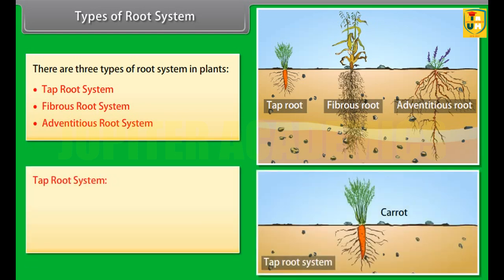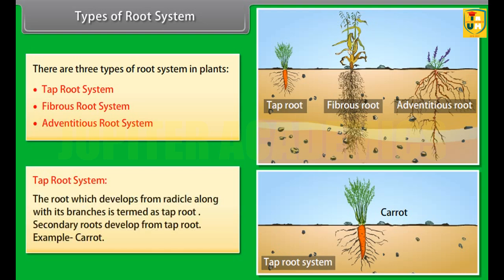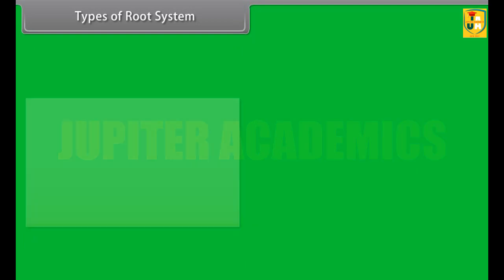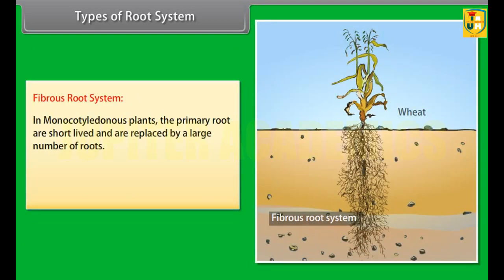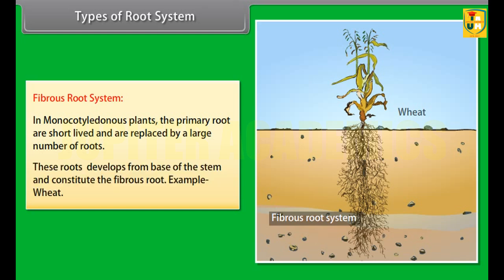Tap root system. The root which develops from the radicle along with its branches is termed as taproot. Secondary roots develop from taproot. Example, carrot. Fibrous root system. In monocotyledonous plants, the primary root is short-lived and is replaced by a large number of roots. These roots develop from the base of the stem and constitute the fibrous root. Example, wheat.